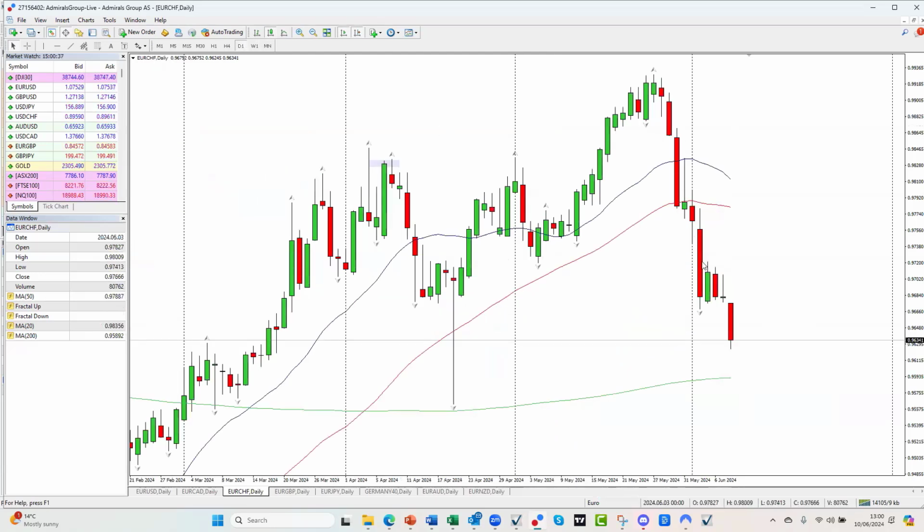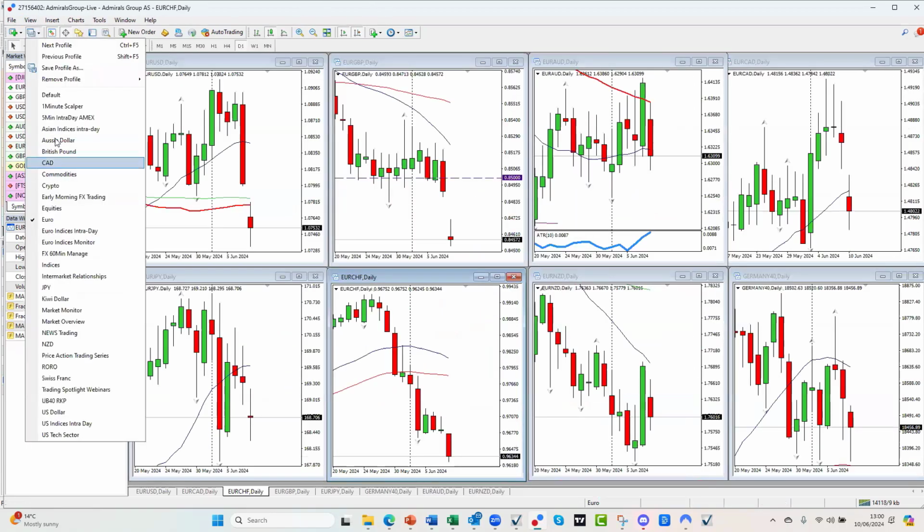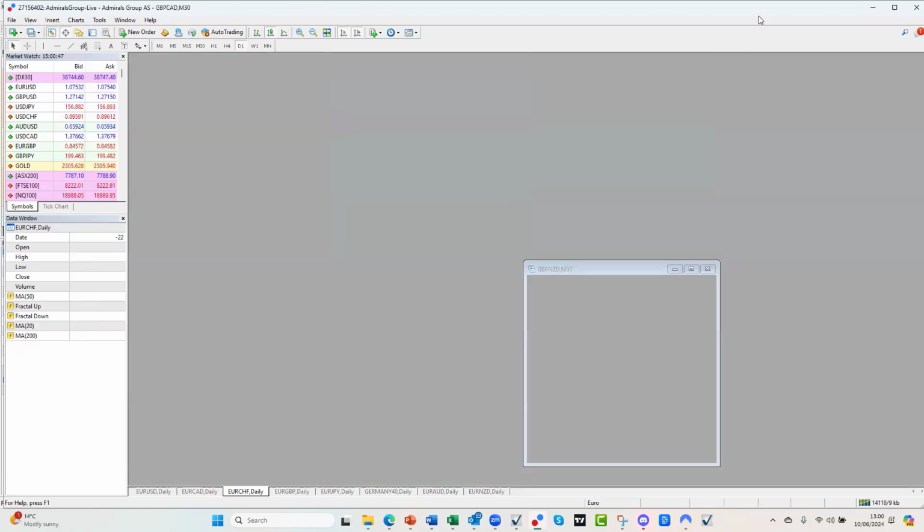I go down to the daily chart and look at how that's played. Even Friday was an inside bar pin bar, and we just dropped down from there. That is euro weakness, Swiss franc strength, quite clear.